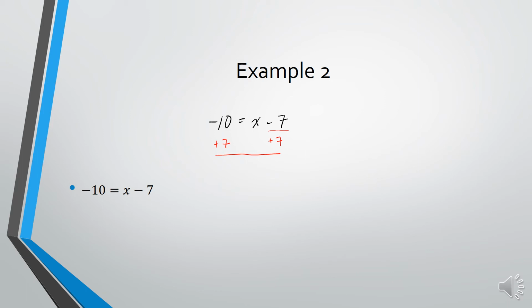Negative 10 plus 7 gives me a negative 3. And then on the right-hand side, I'm just left with x. So my solution is x equals negative 3. Now we're going to look at 4x equals 20. So again, ask yourself, why is x not by itself on the left-hand side of this equation? And the reason it's not by itself is because of that 4. So 4 here is the problem.